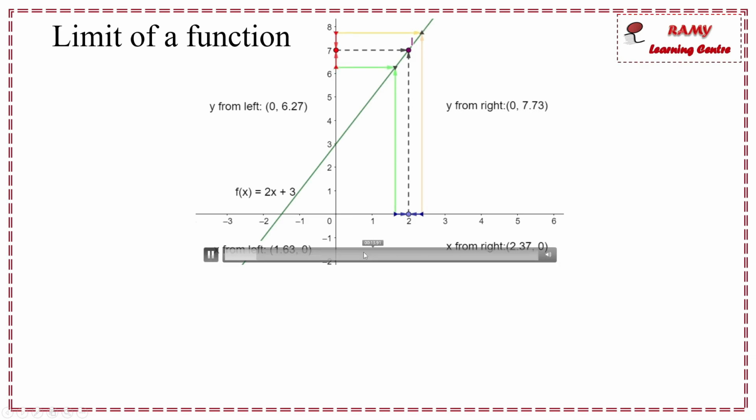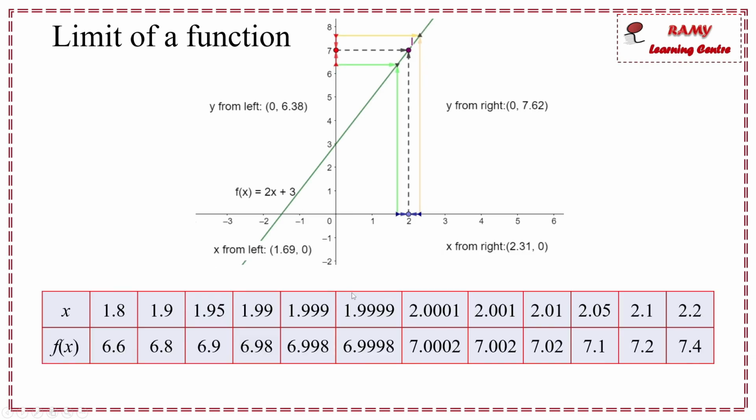Now let us see the limit of the function numerically. I have actually jotted down a few values of x and the corresponding values of f(x) from the left as well as from the right. We find that from the left, as x gets closer and closer to 2, f(x) gets closer and closer to 7. For the same function f(x) = 2x + 3, the same thing happens along the right hand side also. As x approaches 2, function f(x) approaches the value 7.